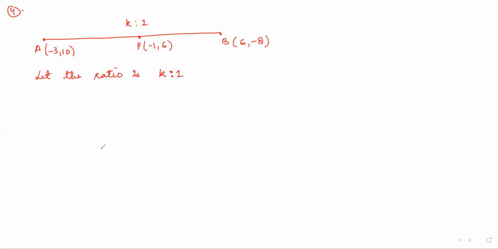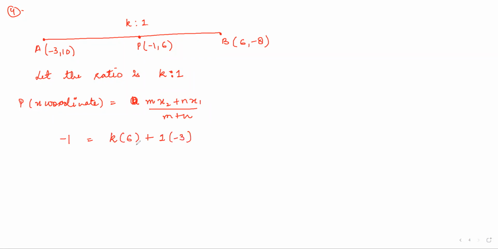So how will we do it? For example, the P x coordinate, as we write it. This time, k is to 1. Write the formula first of all: m into x2 plus n into x1 divided by m plus n, right? Now the P x coordinate is already given, which is -1, right? Now m is k and x2 is 6, plus n is 1, x1 is -3, and divided by k plus 1. Got it? Yes.